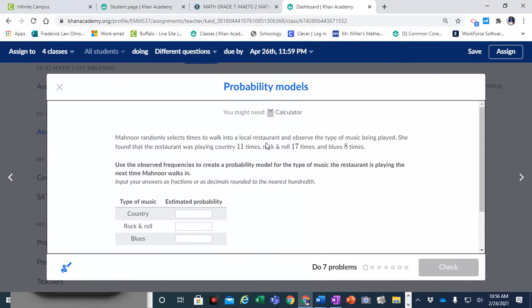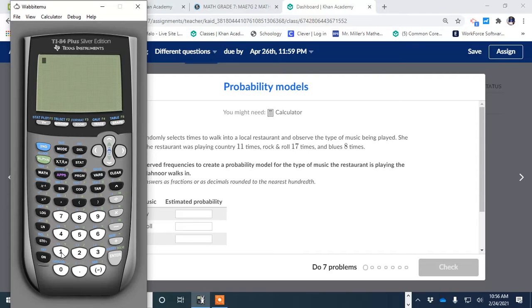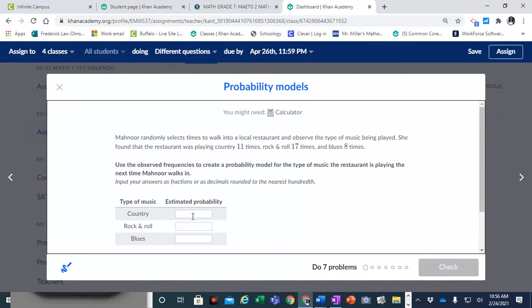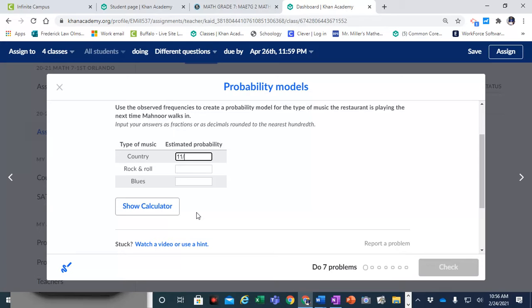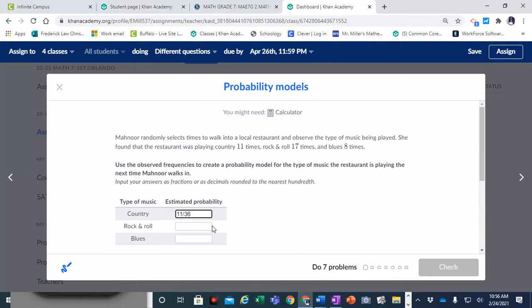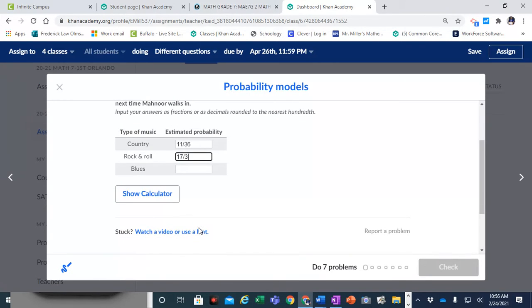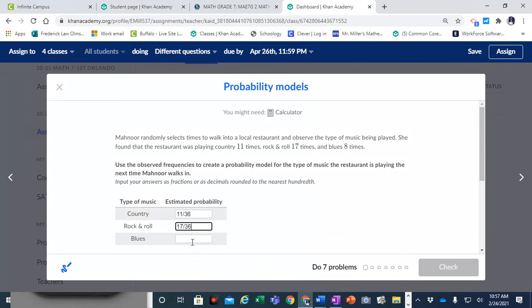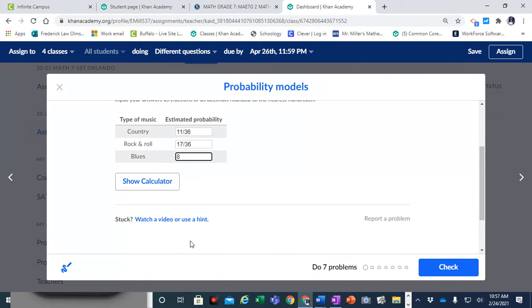Alright, so first thing we've got to do is add up how many total there are. So that's 11 plus 17 plus 8. So that's 36. So we can leave it as a fraction, it said. So country was 11 times out of 36. Rock and roll was 17 times out of 36. And blues was 8 times out of 36.